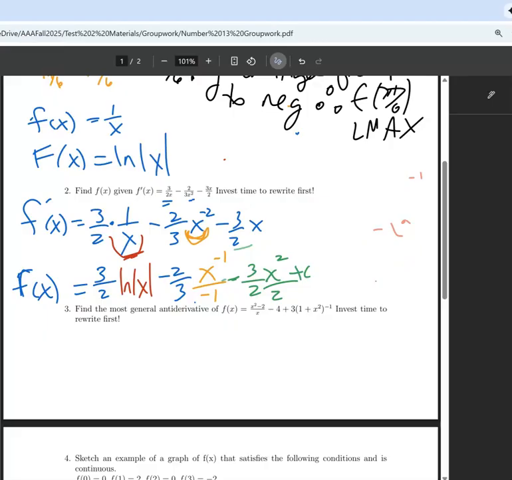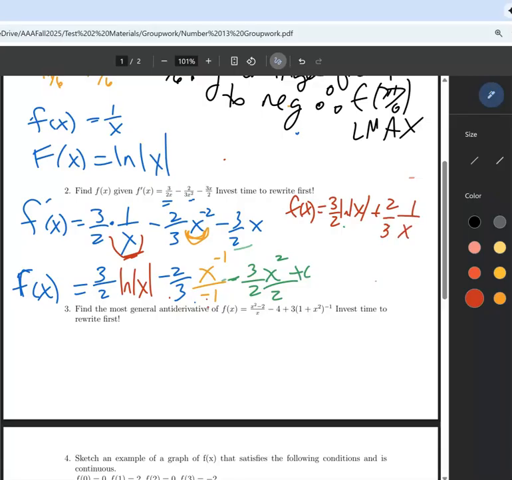They don't give me information to solve for c here. That's a fine answer, or you could fix it up a little bit. You could say that f of x is equal to 3/2 ln of absolute value of x. These two negatives make a positive 2/3, and sometimes it's nice to write the negative exponent in the denominator, and this would give me negative 3/4 x squared plus c.